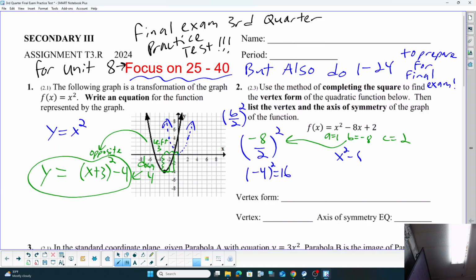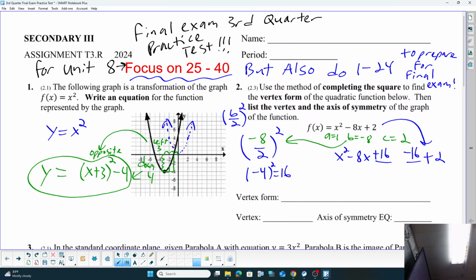So x squared minus 8x, leave a space. Put the plus 2 over here, another space. And so we're going to add 16. How do you balance adding 16 on one side of the equal sign? Well, you also minus 16. And that balances each other out.